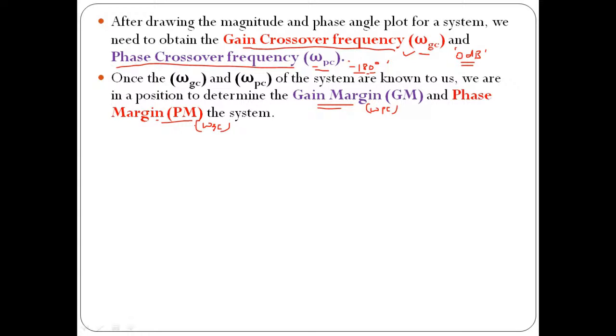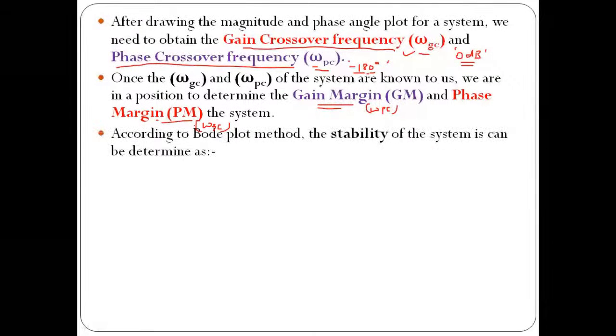But let us consider that once you know the knowledge of omega GC, omega PC, then we need to calculate the gain margin and phase margin. And once you know omega GC, omega PC followed by gain margin, phase margin, now we are trying to discuss how we can decide the stability of a system using Bode plot.